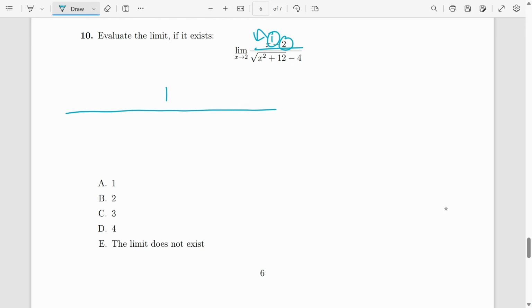And now for the bottom, definitely the trickier one because we've got this square root here, which looks intimidating, but just remember that square roots are just the power of 1/2. So this is just x squared plus 12 to the power of 1/2 minus 4. And that makes it clear. Now we can use the power rule here. We can bring the 1/2 out front. So this becomes 1/2 times x squared plus 12 to the power of, so 1/2 minus 1 is negative 1/2.